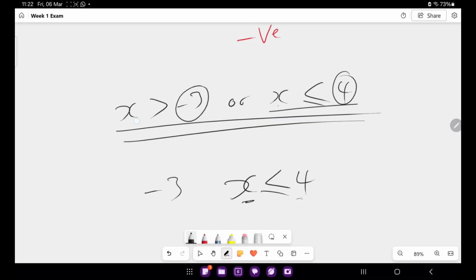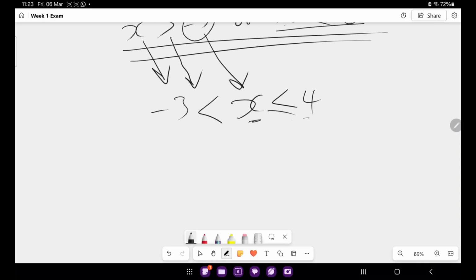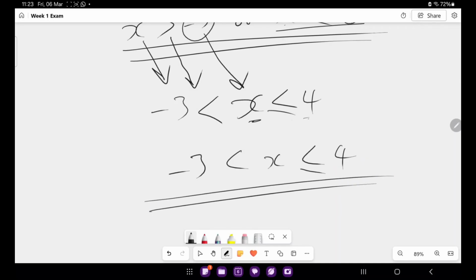Okay, so let's check this. Here it's minus 3, then we have minus 3, then x. Oh, okay, it's fine. Because x and minus 3 have swapped, we also have to change the direction of the sign. So it ends up becoming, let me write it clean: minus 3 is less than x, which is also less than or equal to 4. Then we are done.